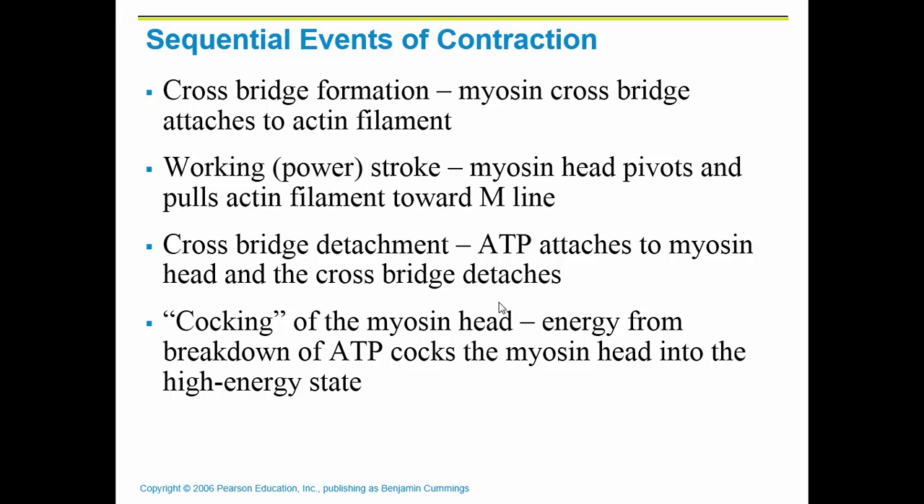Now the sequence of events for contraction, and we've gone through this before, you guys have seen this, so this isn't anything new for you. Cross bridge formation is when myosin cross bridges are going to attach to actin. We're going to have that working stroke, which we call a power stroke, and that is going to pull actin towards the center, towards the M line. And then we need ATP to attach to myosin so we can detach the cross bridge. And then we have a breakdown of that ATP so that then that myosin cross bridge is ready to go again if there is another muscle contraction.